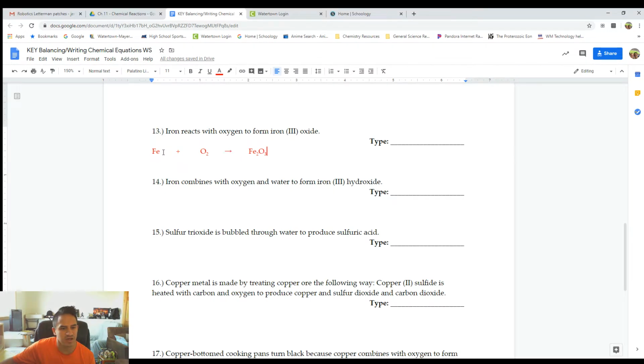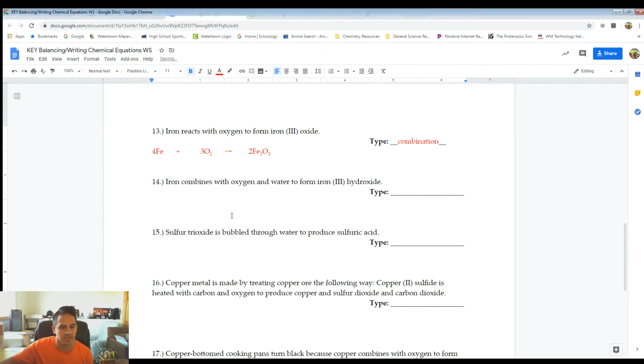As for balancing, the irons are not balanced and the oxygens are not balanced. We can put a 2 here to balance out the irons. And then as for oxygens, there's 3 on the right, 2 on the left. The easiest thing is probably to get them both to be a 6. So let's put a 2 there to give us 6 oxygens. Put a 3 there to give us 6 oxygens. That then unbalances our irons. So this 2, which we had originally, is going to have to become a 4. As for reaction type, this is going to be a combination reaction because we have two reactants making one product.